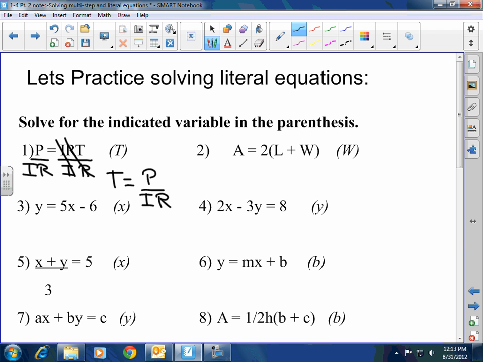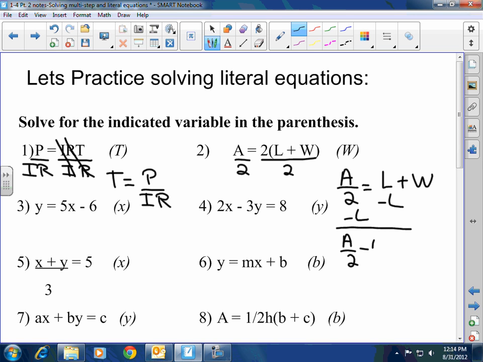Here, in number 2, A equals 2 times length plus width. I want to solve for W. All right, well, you could do this one of two ways. You could distribute and then subtract the 2 and then divide by 2. Or you can get rid of this 2 immediately by dividing by 2 to both sides. That's going to give you A over 2 equals L plus W. I want to get the W alone, so I subtract L to both sides. A over 2 minus L equals W.